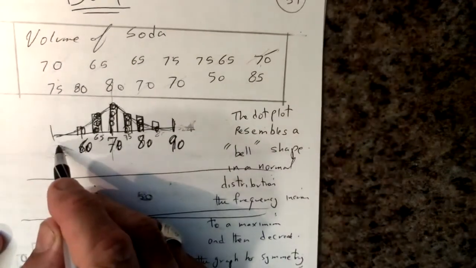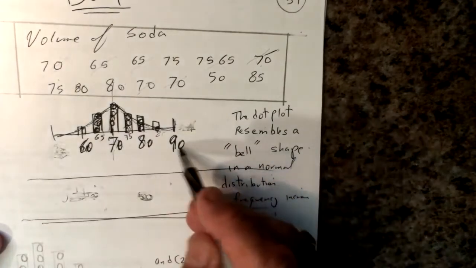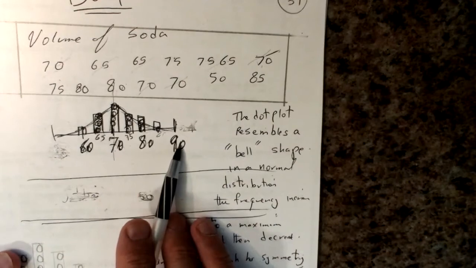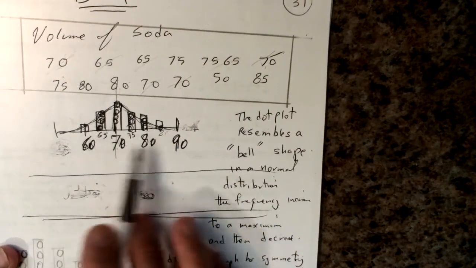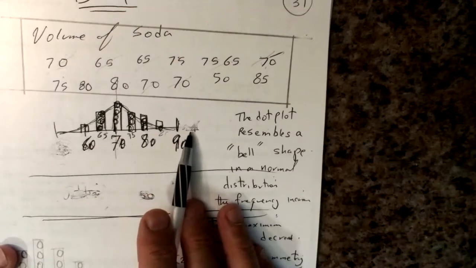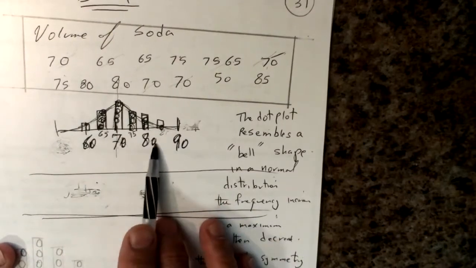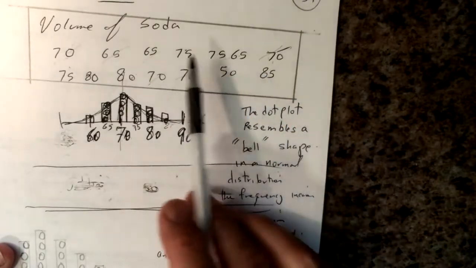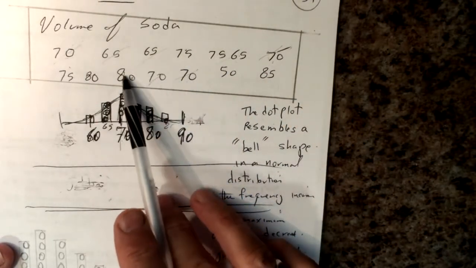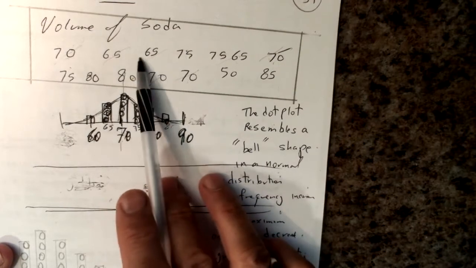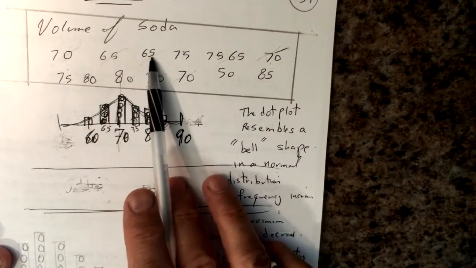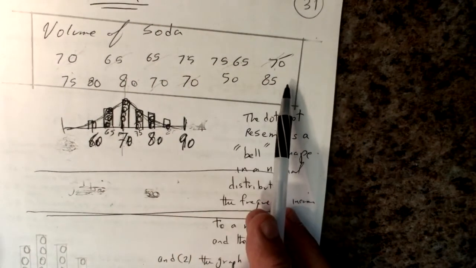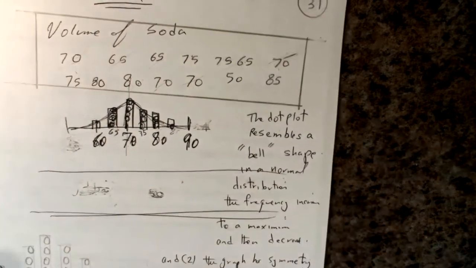So you could start at 50, maybe go to 90, and divide it into equal sections. So it's 50, 60, 70, 80. Then I have 65. How many 65 do I have? 1, 2, 3. I have just three 65s, right?